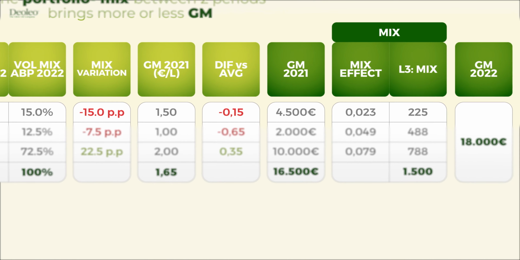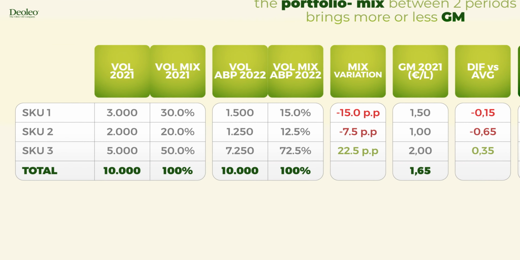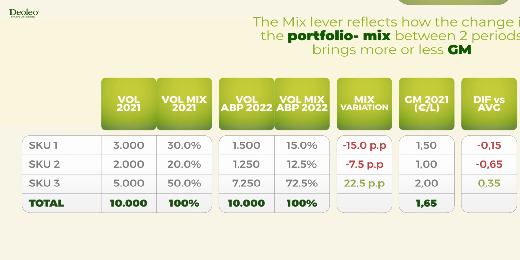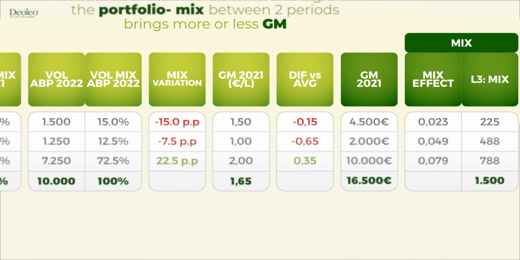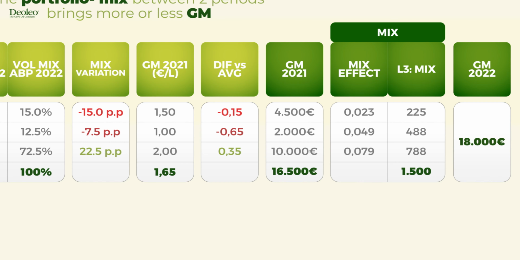In the case of SKU 1, the loss of 15 percentage points in the portfolio multiplied by the minus 15 cents of difference between its gross margin per liter and the average gives us a mix effect of 2 cents per liter. This number multiplied by the 10,000 total ABP 2022 liters shows this SKU will contribute positively in €225 to the final gross margin.